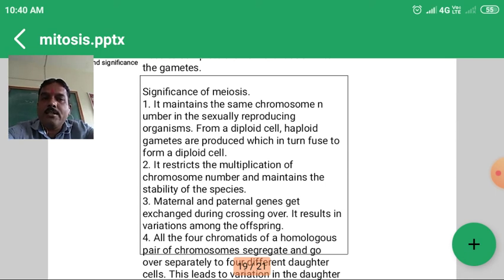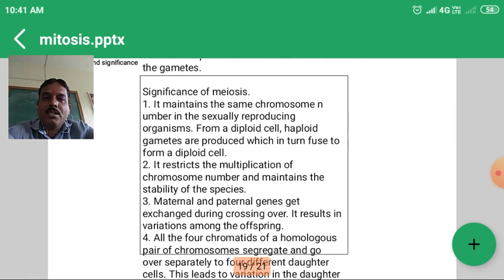Maternal and paternal genes get exchanged during crossing over, which occurs in the pachytene stage. This exchange of genetic material from the maternal and paternal side is important for the variations that occur in the offspring. Then segregation and formation of the four daughter cells occur in meiosis. That is the significance of meiosis.